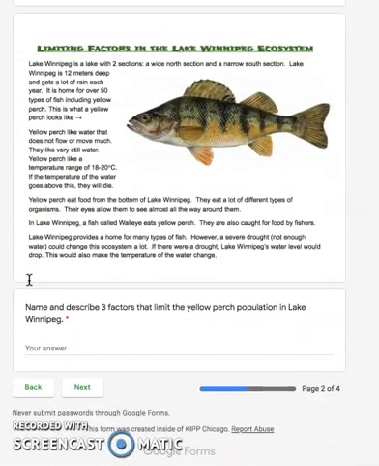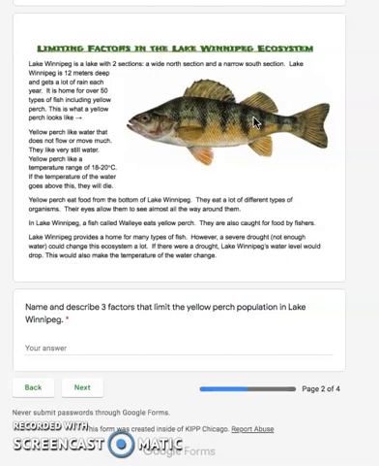Next, limiting factors in the Lake Winnipeg ecosystem. Lake Winnipeg is a lake with two sections, a wide north section and a narrow south section. Lake Winnipeg is 12 meters deep and gets a lot of rain each year. It is home for over 50 types of fish, including yellow perch. So there's a picture of yellow perch right here. This is what a yellow perch looks like.